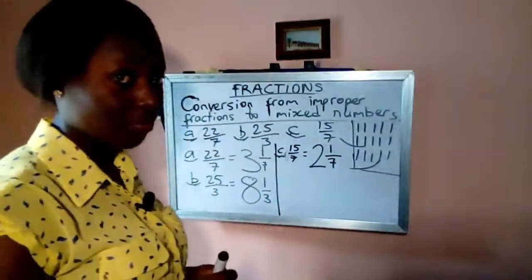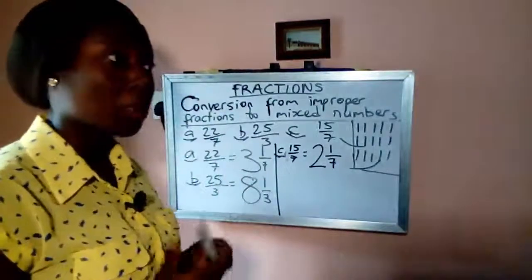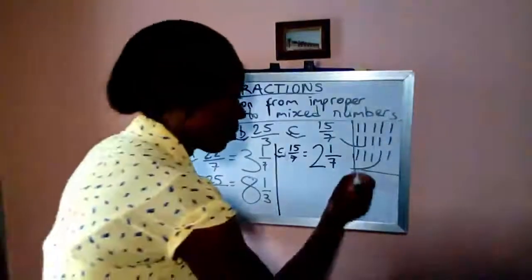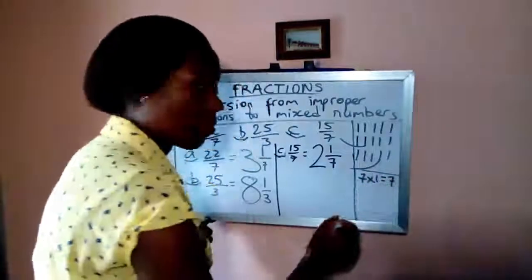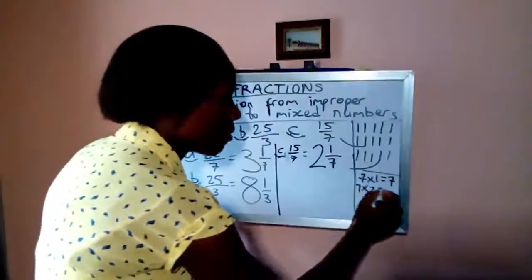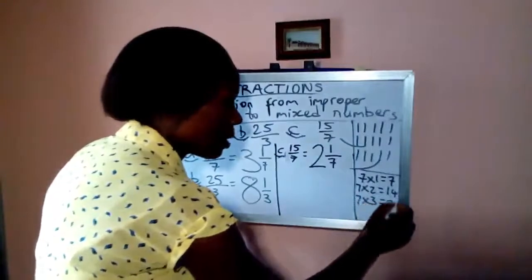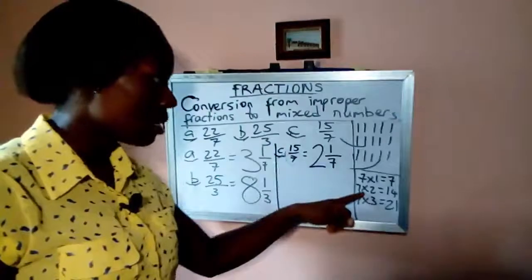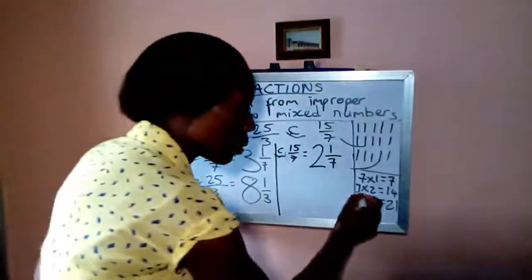Alternatively, if you feel this is a waste of time, you can simply, again, use your multiplication table. 7 times 1, we have 7. 7 times 2, we have 14. 7 times 3 is 21. 21 is bigger than 15, but 14 is less than 15. So we take this one.